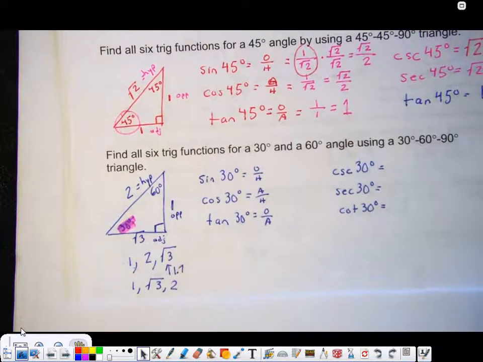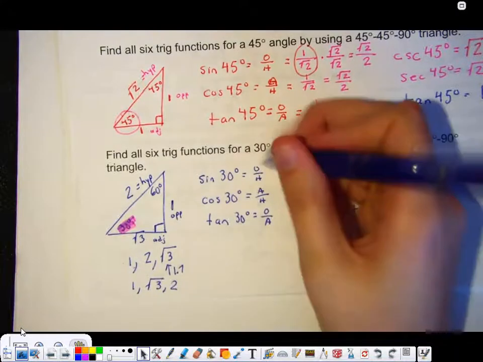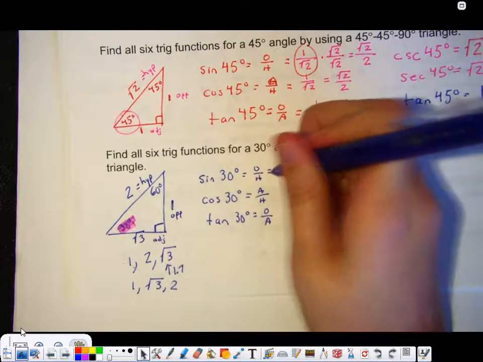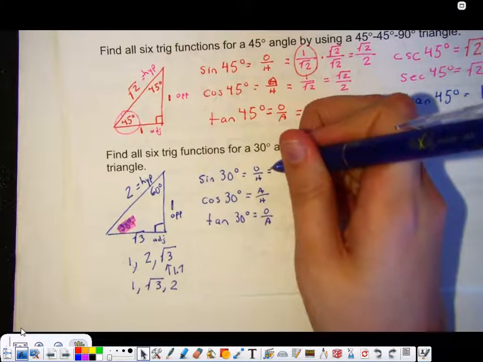Hey guys, how's it going? Hey Yiggers. This is me doing math.